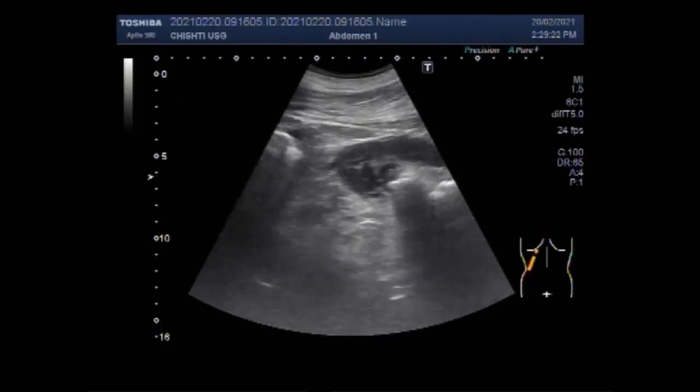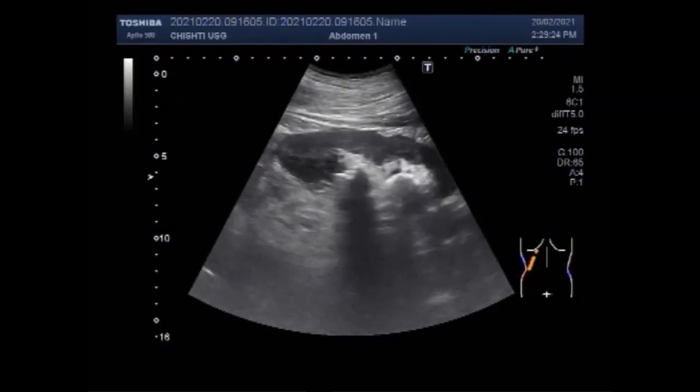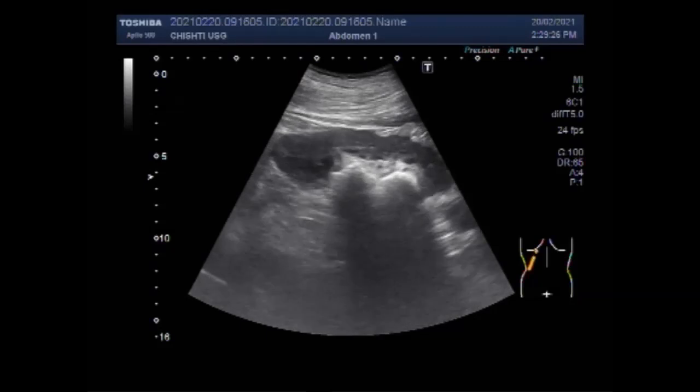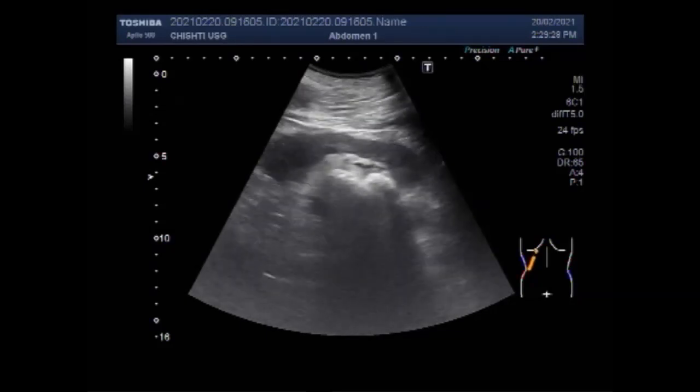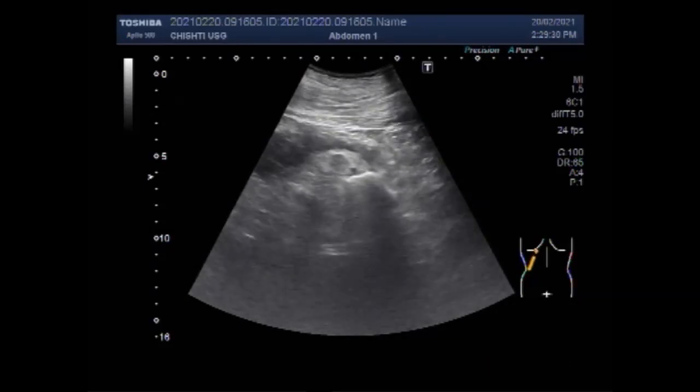Ultrasound is the most common test performed to evaluate gallbladder abnormalities.